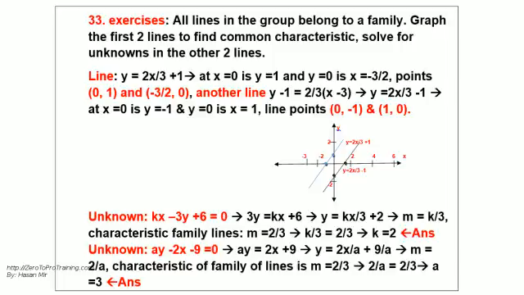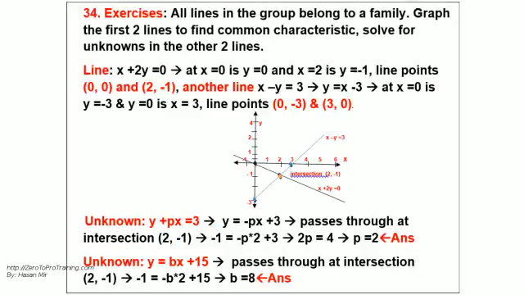Exercise 33. Graph the lines y equals 2x/3 plus 1 and y equals 2x/3 minus 1 on the diagram. Unknowns: kx minus 3y plus 6 equals 0 gives k equals 2, and ay minus 2x minus 9 equals 0 gives a equals 3.